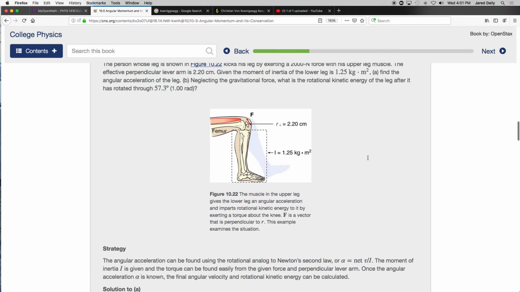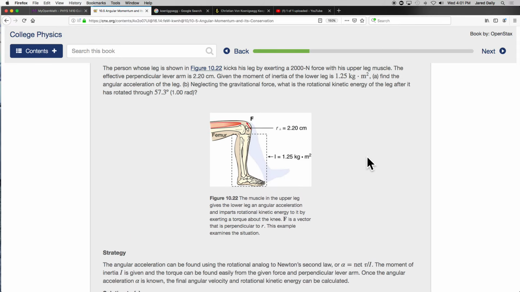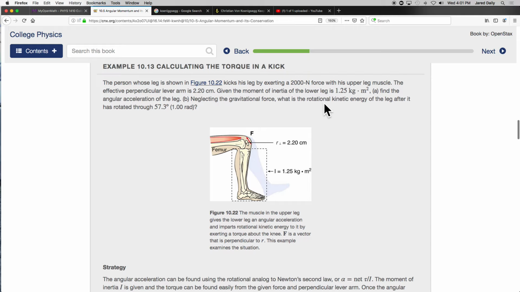Here's another example. This is the knee kicking one. You're kicking your leg. You exert a 2,000 Newton force with this muscle right here, and it pulls back right here. And the perpendicular lever arm is 2.2 centimeters right here. You're going to use that distance and that force to calculate the torque that's being applied. And then we have the moment of inertia of the lower leg. They just tell us what I is right there.